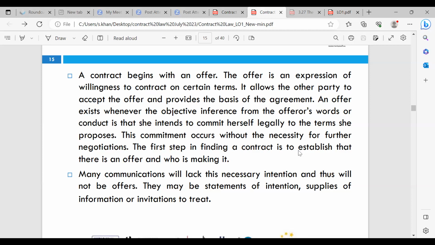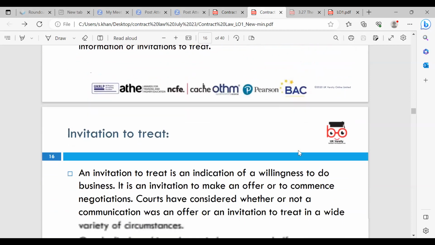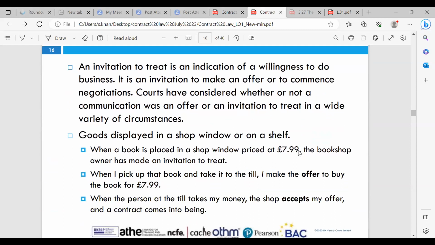The first step in finding a contract is to establish that there's an offer and who is making the offer. Many communications will lack this necessary intention and thus not be offers. There may be statements of intention, supplies of information, or again, like we said, invitations to treat. An invitation to treat is an indication of a willingness to do business. It is an invitation to make an offer or to commence negotiations.